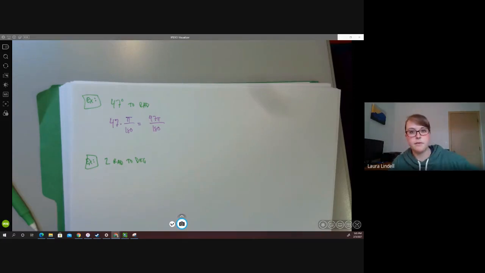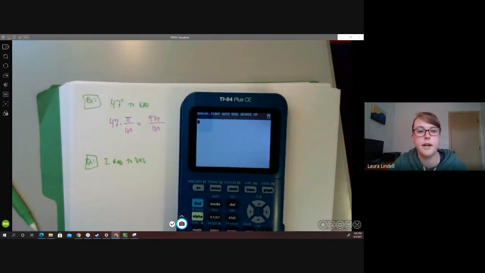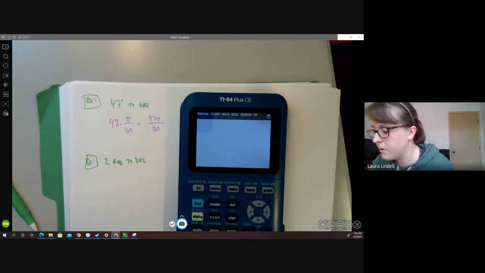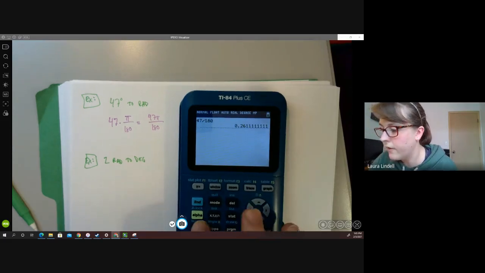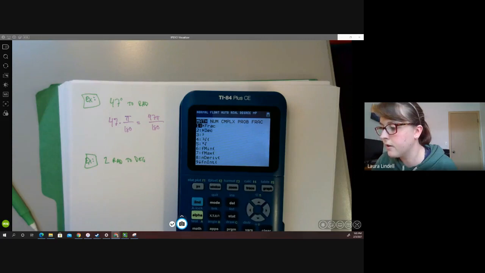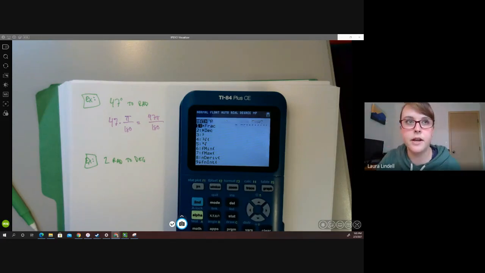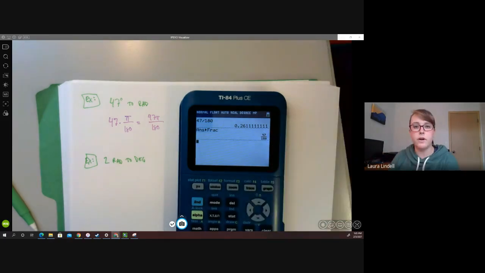But this is where we can have some tricks that can help us check. Like that lovely math fraction button. So if you're using a TI calculator or a graphing calculator of some type, you can go 47 divided by 180, and then you can hit the math button, and then see that fraction is highlighted. Hit enter a few times, and you get that it is 47 over 180, and that is the simplest fraction that will make.